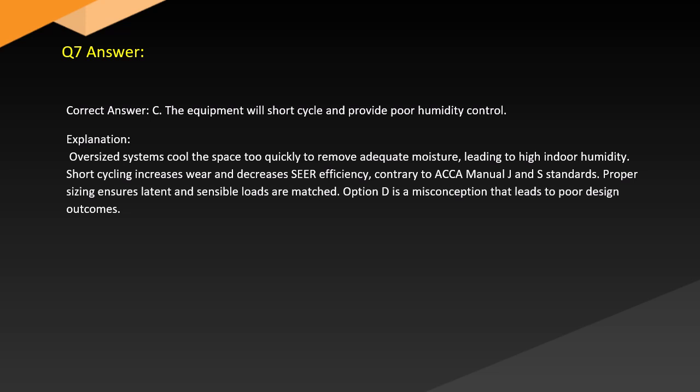Answer. Correct answer: C. The equipment will short cycle and provide poor humidity control. Explanation. Oversized systems cool the space too quickly to remove adequate moisture, leading to high indoor humidity. Short cycling increases wear and decreases efficiency, contrary to ACCA Manual J and S standards. Proper sizing ensures latent and sensible loads are matched. Option D is a misconception that leads to poor design outcomes.